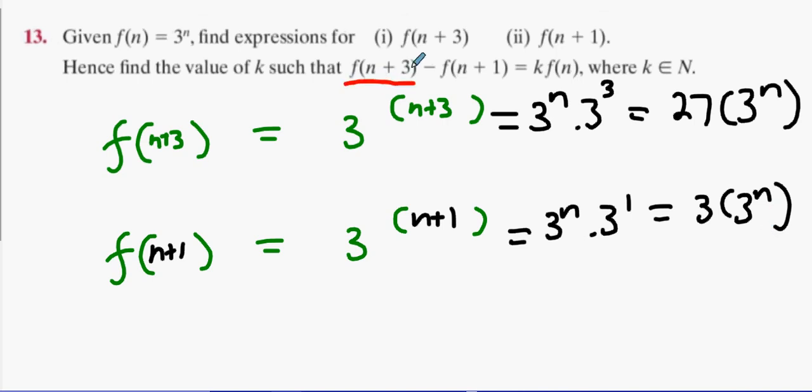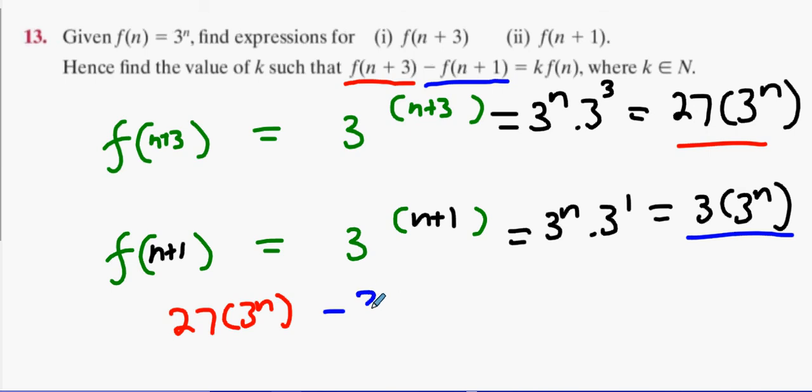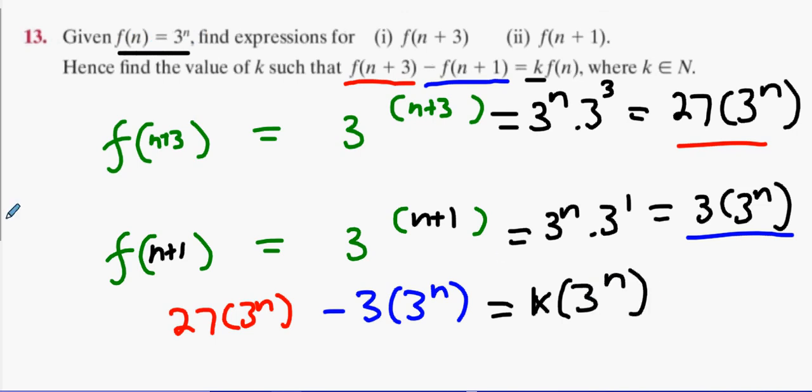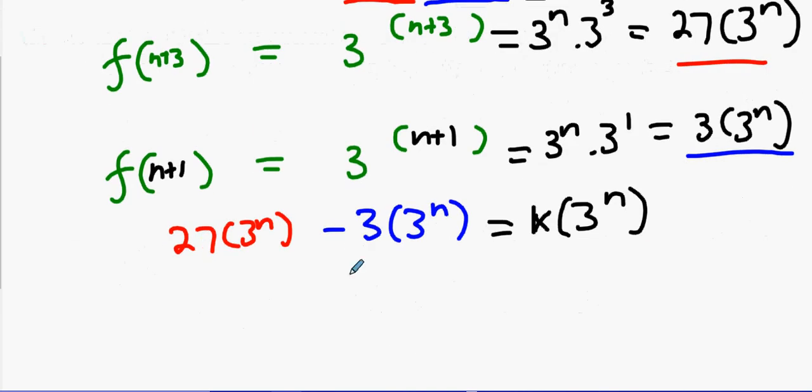It wants me to write f of n plus 3 first. So I'll write down 27 3 to the power of n's. 27 of these objects. Then what does it want me to do here? Take away. Take away what? 3 by 3 to the n equals k times f of n. What is f of n? Okay. What's 27 items take away 3 items? 24 of that specific item. So what's the k value? 24.